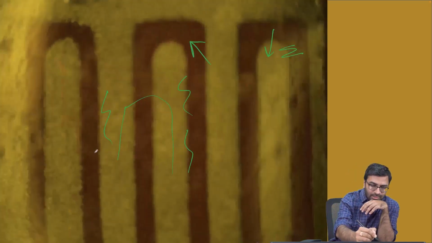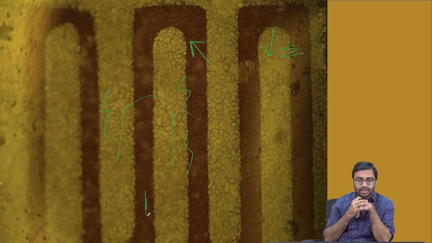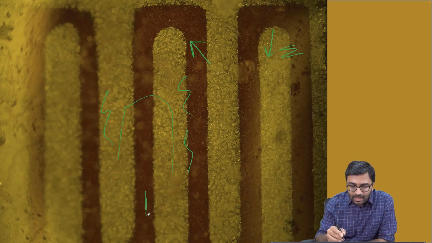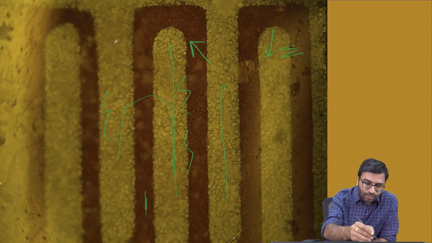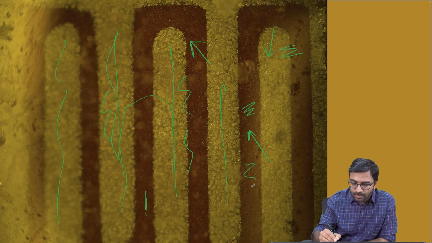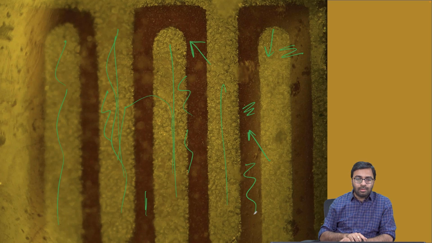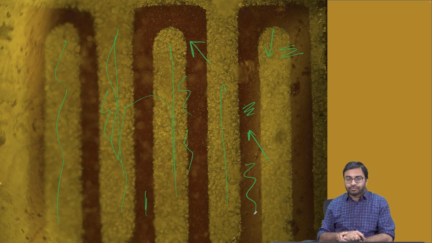And then the brown colored thing is the active material. Okay, and these are the electrodes. You know, the silver colored things are the electrodes, and then here these are the active materials. So this is how an LDR, or light dependent resistor, looks like.